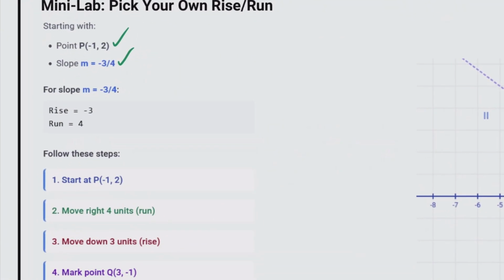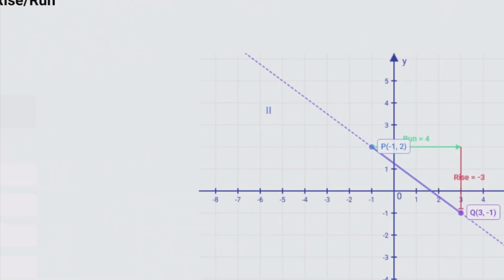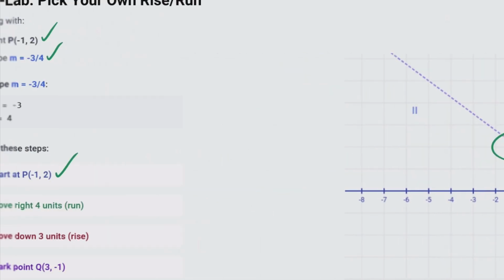How I can do that is simple. First of all, start from (-1, 2). It means that this is my initial point. I have to find out what the line is, or how I can draw the line. (-1, 2) is my first point.